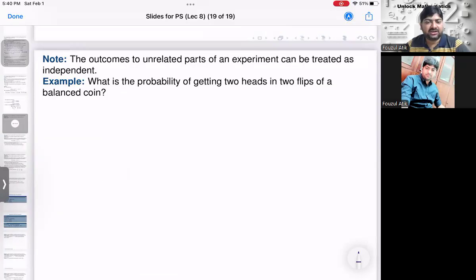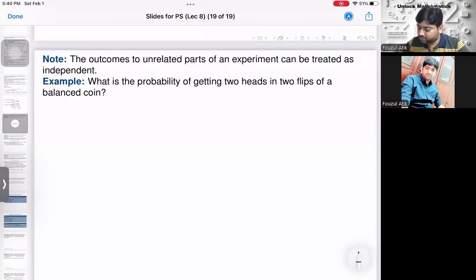What is the probability of getting two heads in two flips of a balanced coin? So what you are doing, you are flipping a coin, you should get a head. Next, again, you are flipping a coin, you should get a head. So does it depend? They are unrelated things, right? Does the previous one, whether you got head or tail, have any effect? No, right? So they are independent.